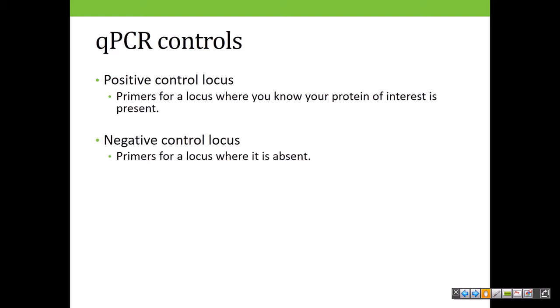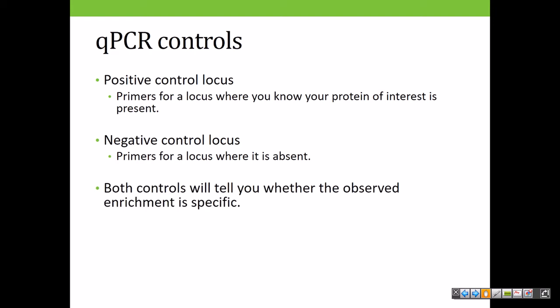Then there is, of course, the negative control, where you know your locus is absent. This is important because you want to make sure that the effects you're seeing are specific to the IP and specific to this protein of interest. Of course, both controls are very helpful in terms of the specificity of your enrichment.